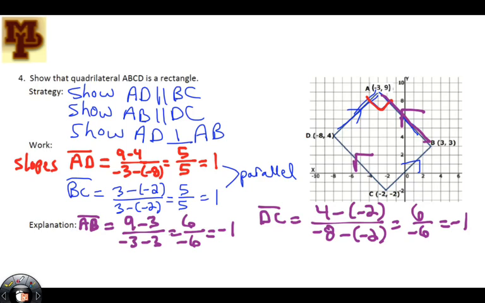So we have parallel. We have the ones across from each other parallel, so it's definitely a parallelogram. Then what we want to do is compare the slope of AD with the slope of AB, and we can see that they're actually opposite reciprocals, and so we have a right angle. So that means that we did show that AD is perpendicular to AB because they have opposite reciprocals. We have parallel, parallel, so it's definitely a rectangle.